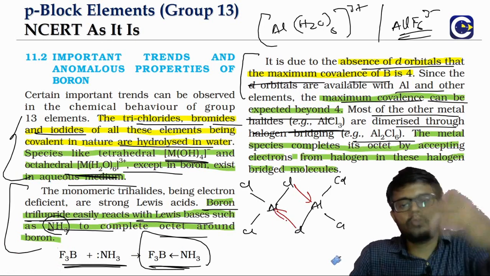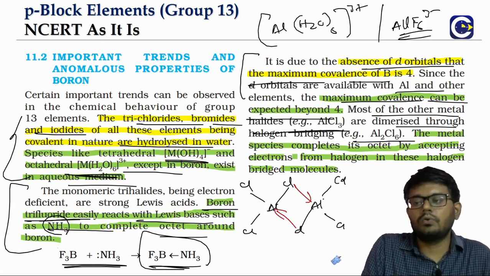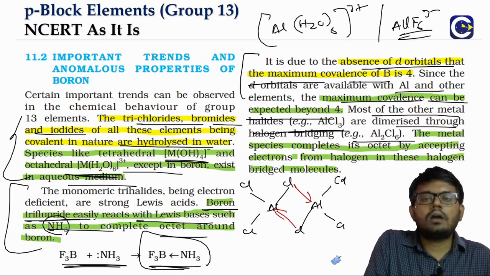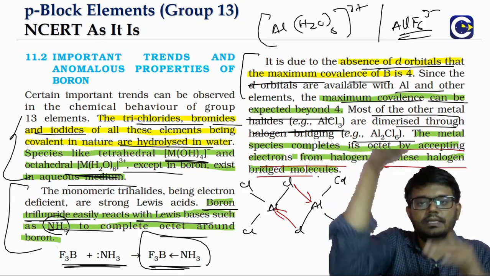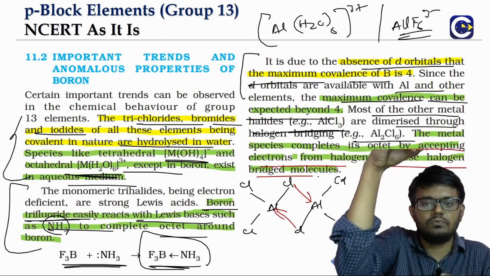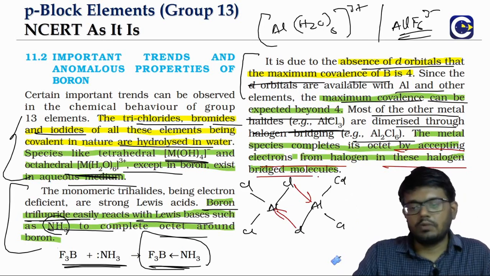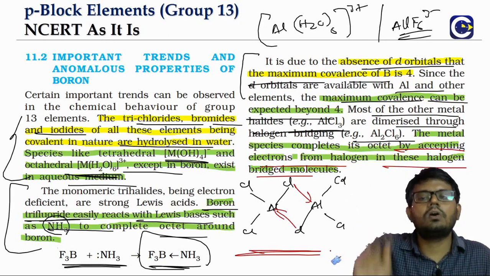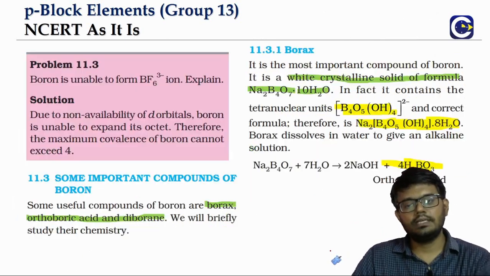One aluminum-chlorine bond is a normal covalent bond. The other one that I am showing in red, what are these? These are the coordinate covalent bonds. So the octet is completed by accepting electrons from the halogen. In the bridge we will have 2 chlorines, and each chlorine is going to form one coordinate covalent bond. Thereby the aluminums are able to reach the octet. So this is how the other halides reach the octet.